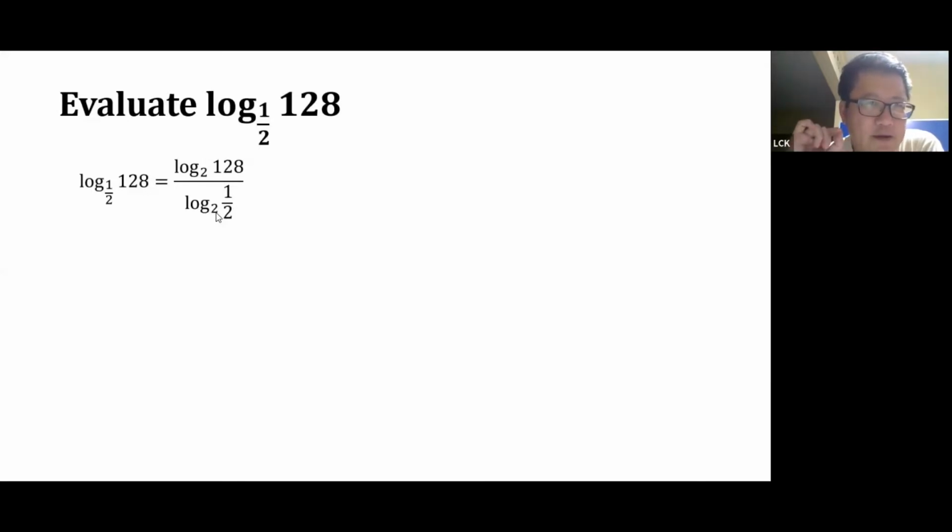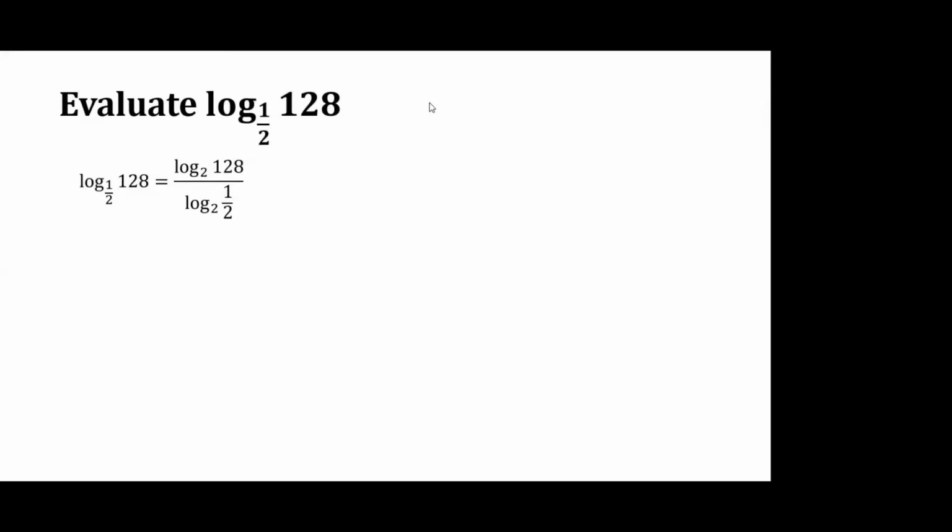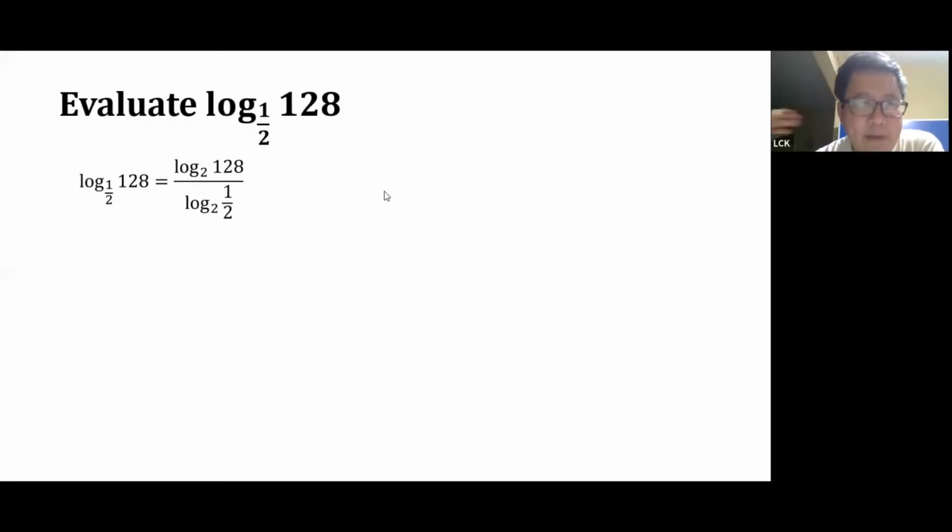Again, note that this is not guesswork. I'm not guessing. 128 is 2 to the power of 7. Half is 2 to the power of minus 1. And so I take both numbers to the base of 2.